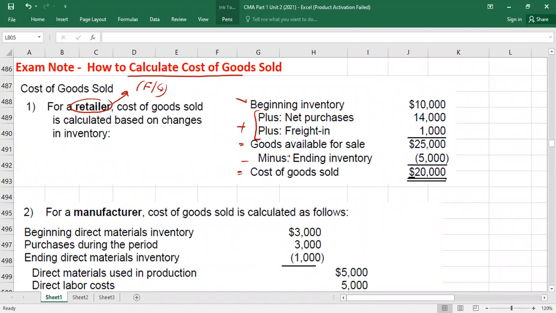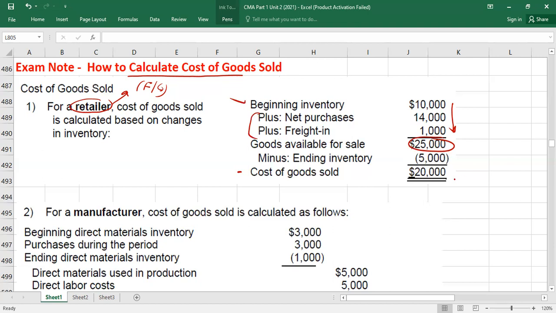Now see, the equation is very easy, but sometimes you have to reverse it. For example, if you are required to calculate the cost of goods available for sale in the question, there could be 2 ways, and you have to identify from the question which data is available. The first way is straightforward: beginning inventory plus net purchases is equal to cost of goods available for sale.